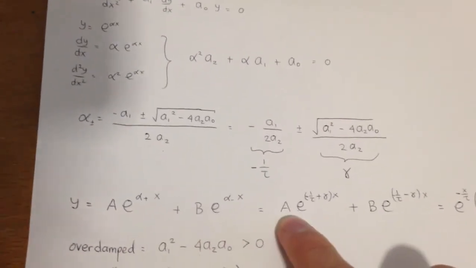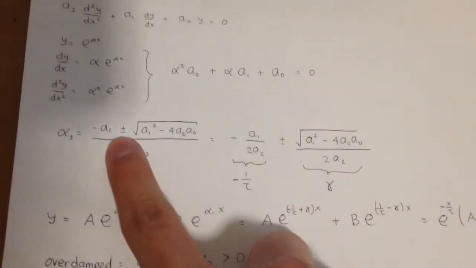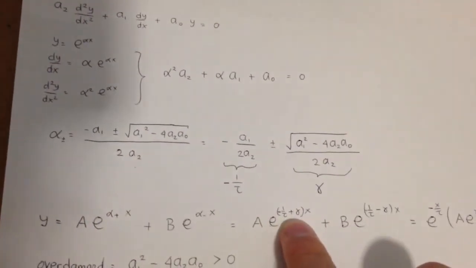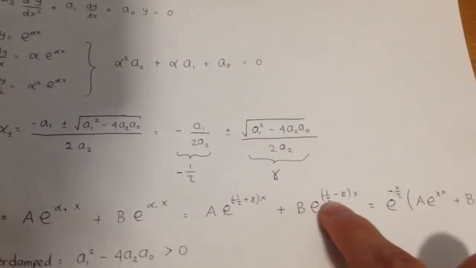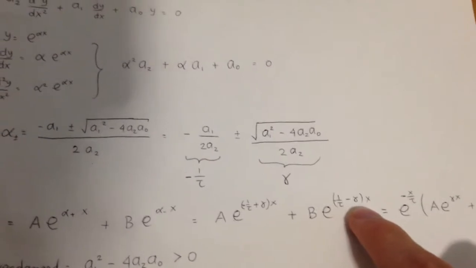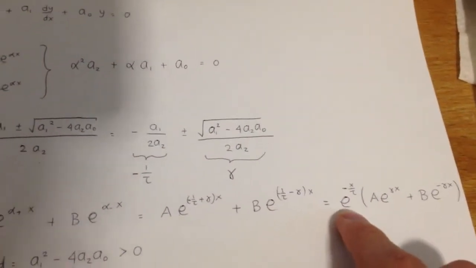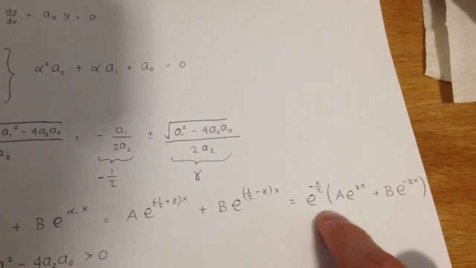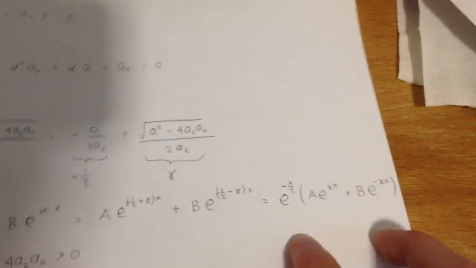want to simplify it, it's just substitute alpha positive in here, so that's minus 1 over tau plus gamma, and substitute alpha negative, minus 1 over tau minus gamma, and collect the e to the power of minus x over tau term, and you will get this equation that is on the lecture notes.